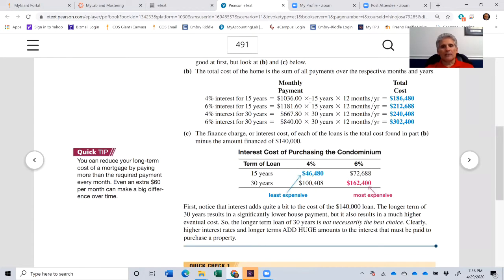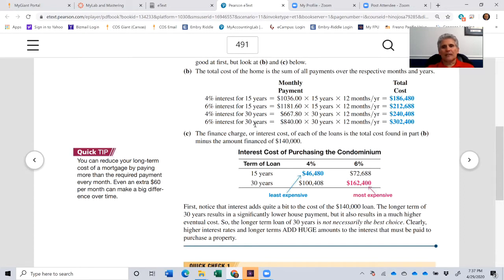The final part here is let's compare which ones. Are we going to compare the 15 and the 4 and 6%? So from the term of the loan, the finance charge or interest cost of each loan is the total cost in part B minus the 140,000. So for 15 years at 4%, we're going to take the 186,480 and subtract 140,000, and that's going to leave us 46,480. So that's what you're going to end up paying in interest, all right?